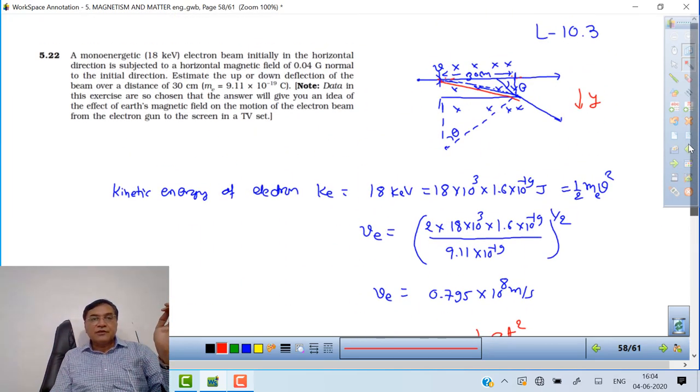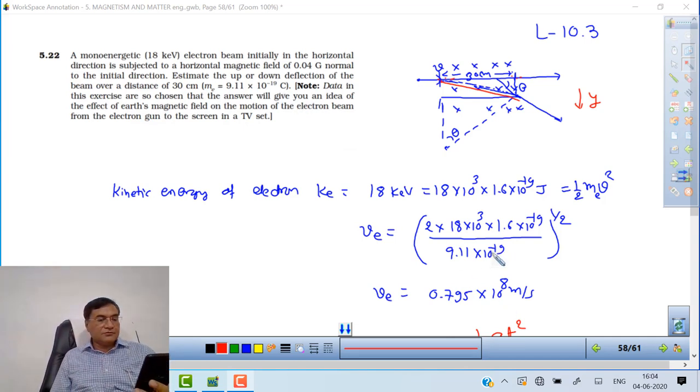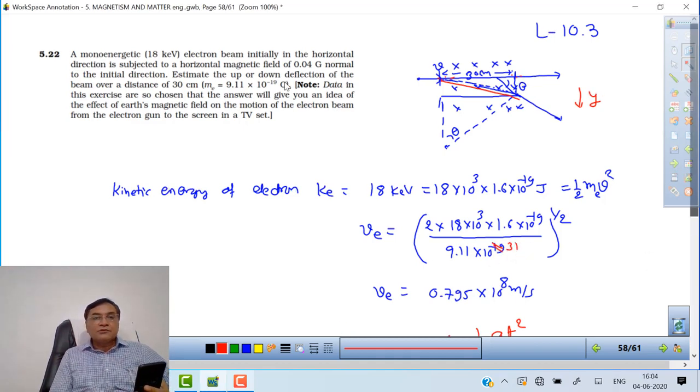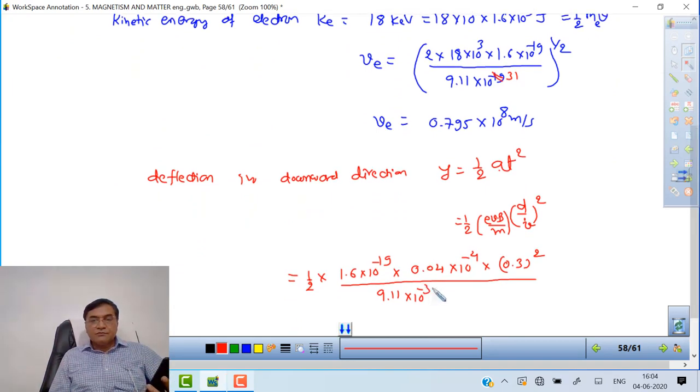Oh, sorry, some mistake is there. This is 31, it must be 31. This is wrong, this is 31, and this is also 31. And the velocity is calculated as 0.795 into 10 raised to 8.